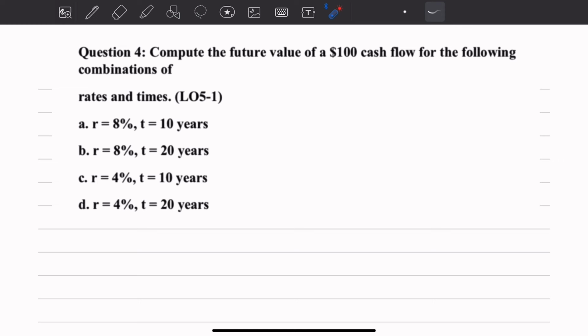The formula we're going to be using is the same, and the present value that we have is also the same. So let's first write down the formula just to remember. Future value equals present value multiplied by 1 plus r to the power of t. Okay, so this is going to be fixed for each of the scenarios, which is the $100 right here. The only things that are going to change are the rate of return and the period. Okay, so let's look at the first one.